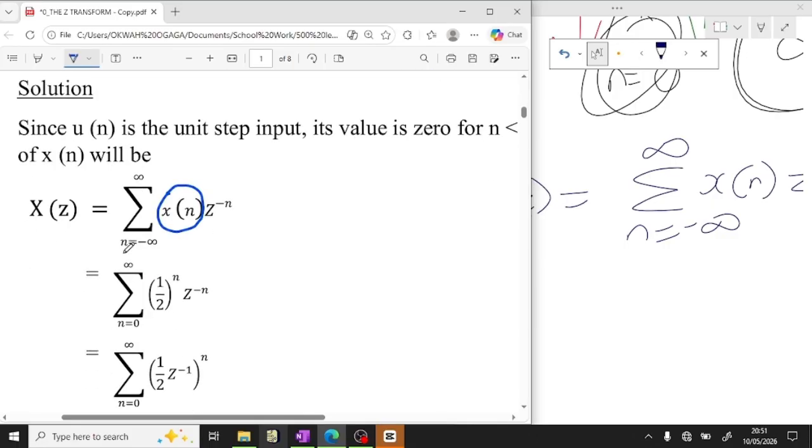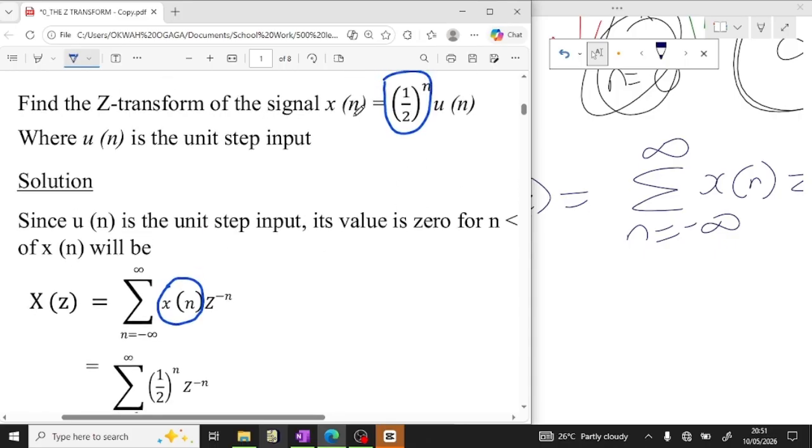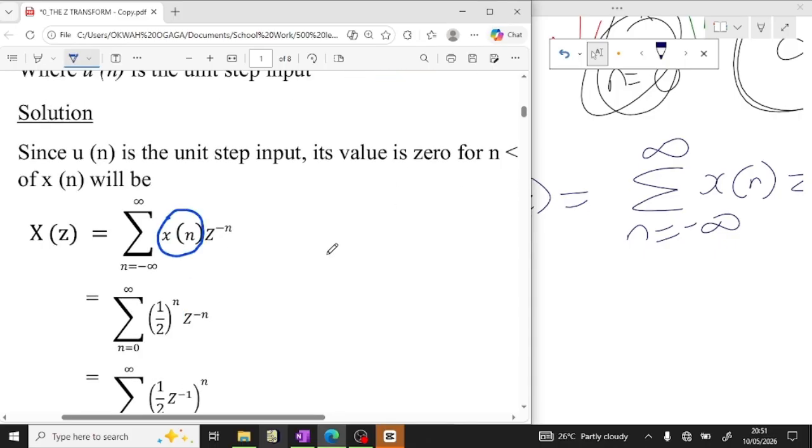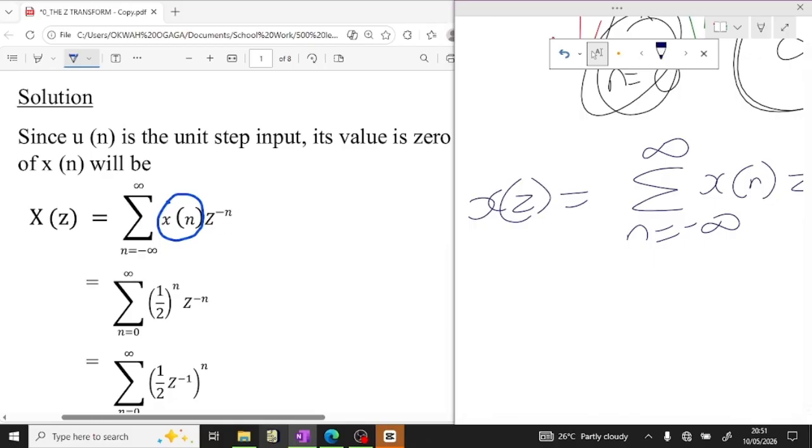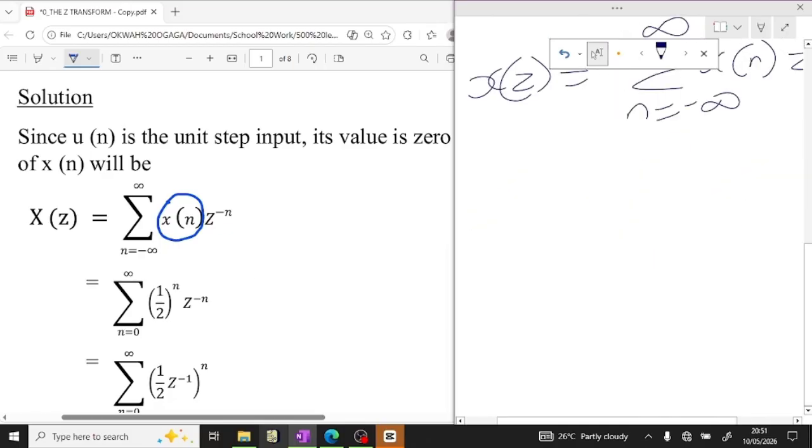n equals 0 to infinity. And then this place will now be what? 1 over 2 raised to the power n, because x of n means 1 over 2 raised to the power n. This z just remains there. Okay, I believe that's clear. Now, the next step: how they moved from here to here, I will show us right here.